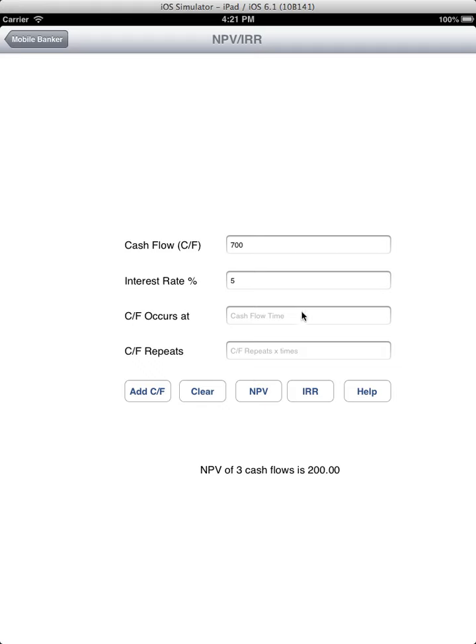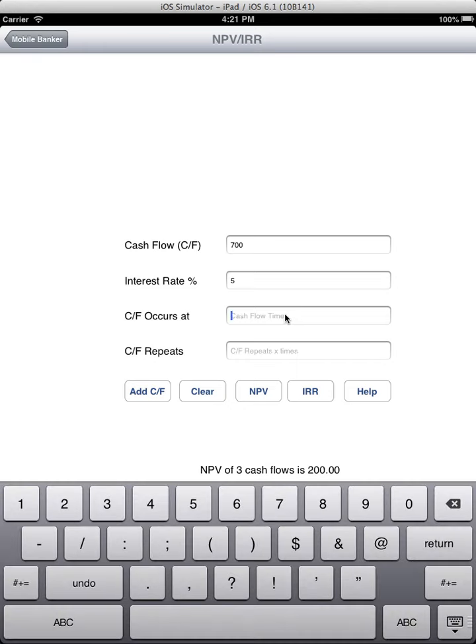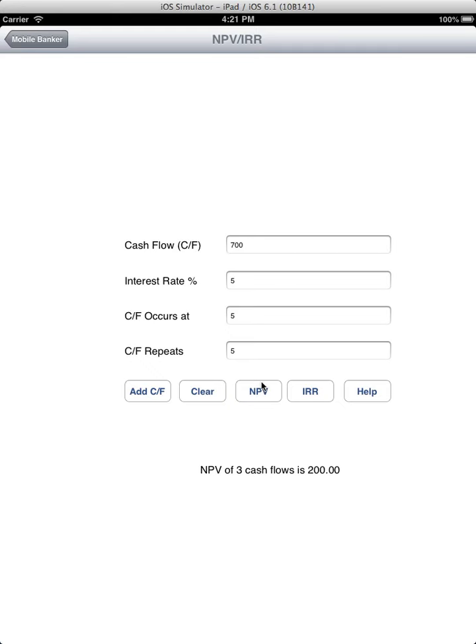Here the cash flow can occur at any time, any odd period, even period, and cash flow can also repeat. Say at the fifth period cash flow starts, it repeats 5 times. So we want to calculate the NPV. So you added that. So this is the NPV and this is the IRR of the cash flow.